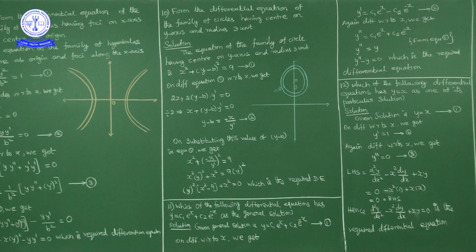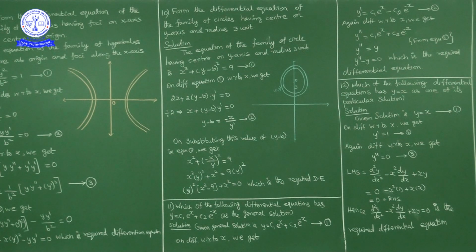Now again differentiate with respect to x. The derivative of y dash is y double dash, equal to c1 e power x only, minus c2 e power minus x derivative, which is minus e power minus x, so minus of minus is plus. So y double dash is equal to c1 e power x plus c2 e power minus x. This is nothing but y only, from equation 1, so y double dash is equal to y. So the required differential equation is y double dash minus y is equal to 0.